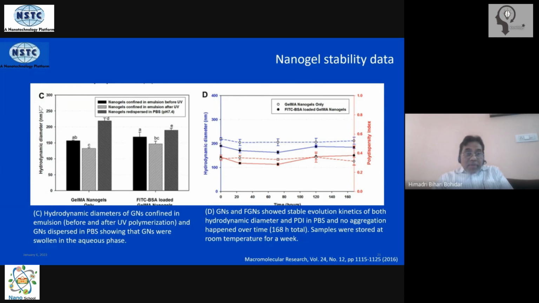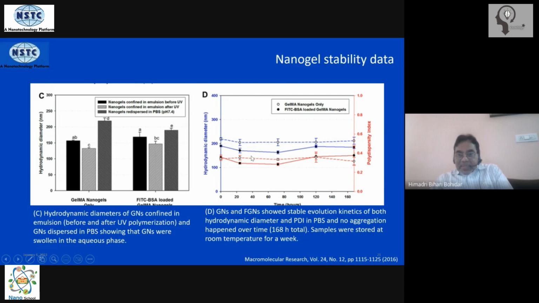So after ultraviolet radiation, you can see there is change in the size here. You see nanogels confined in emulsion after UV radiation. You can see the size is reduced to this. Whereas nanogels redispersed in PBS at 7.4, because of the swelling, get to a much higher size of 220 nanometer. This is for the without FITC sample. This is with the FITC sample in there. The variations are marginal, but this information is required for further application in biology.